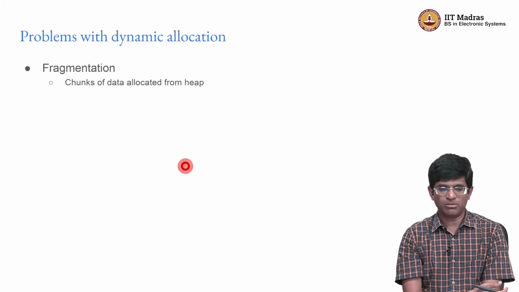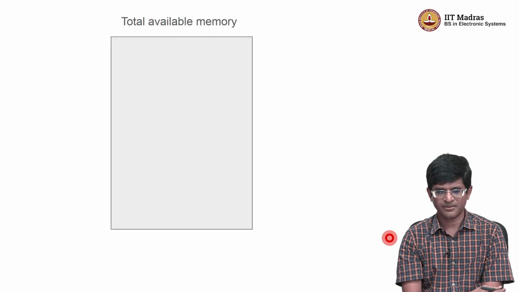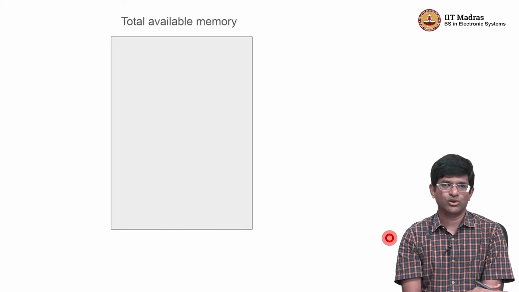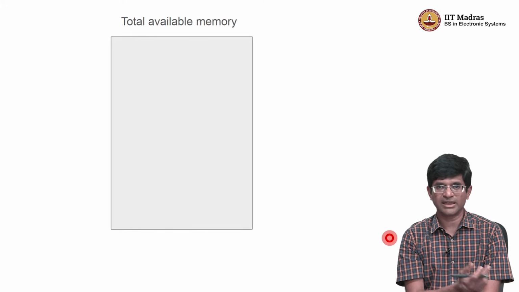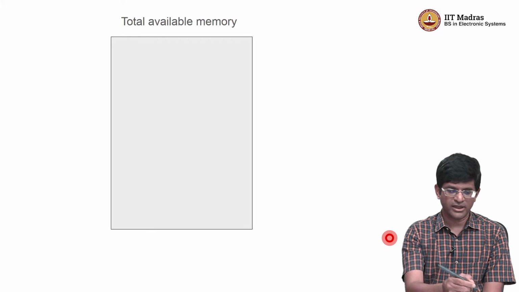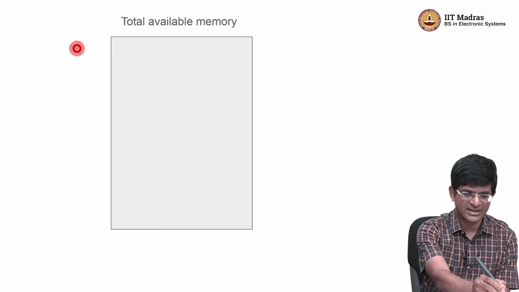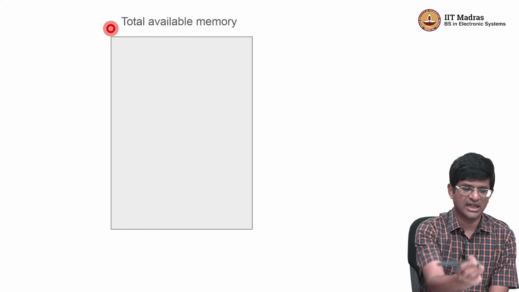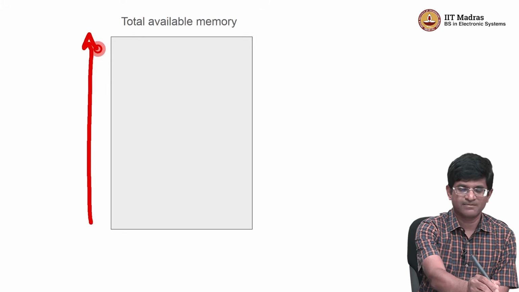One of the biggest problems though is what's called fragmentation. So what does fragmentation actually mean? Let's look at an example to understand it, right? Now this picture is basically showing you the total available memory to a processor. I'm just drawing it like a big rectangle. What it means is there are some addresses out here. It would start from some address 0 up to, let's say, some FFFF, some large number out here, right? So all of these are assumed to be addresses.